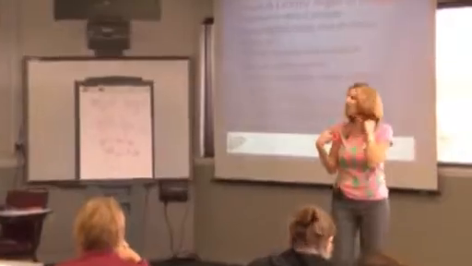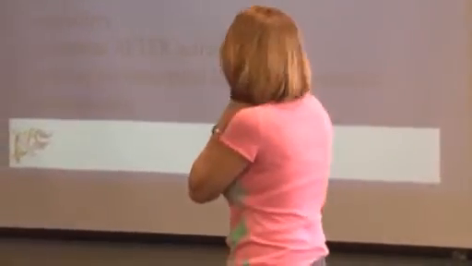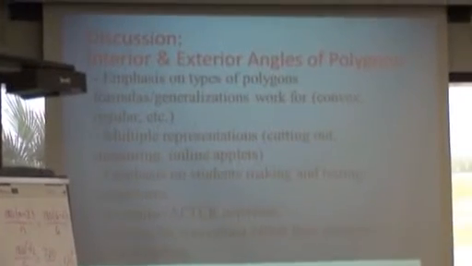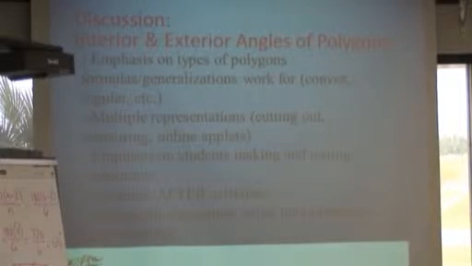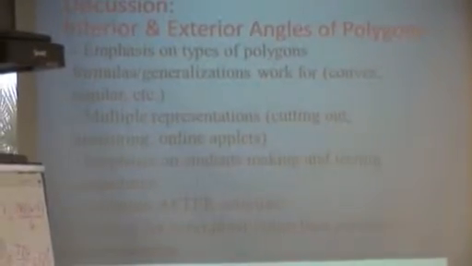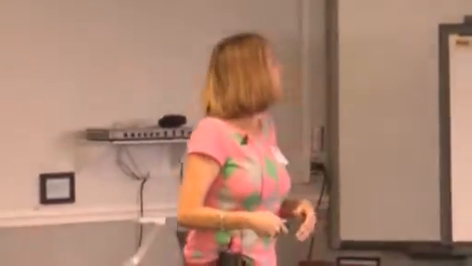Let me try to wrap it up here to give you guys some time to work on some of the other standards. So, emphasizing the types of polygons, the convex, just like we did when we did the warm-up, and somebody pointed out that I forgot to write convex on the worksheet, so I need to fix that. Multiple representations, which we know is important with the students, whether you're using online applets, cutting things out, or measuring. It's all best practices that we've all known. They just change the names every few years, but it's all best practices, right?